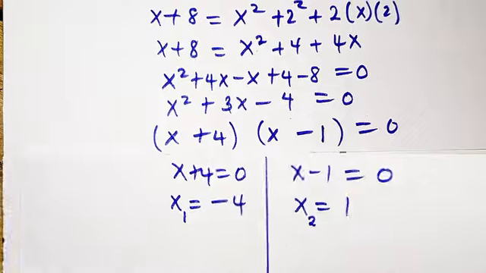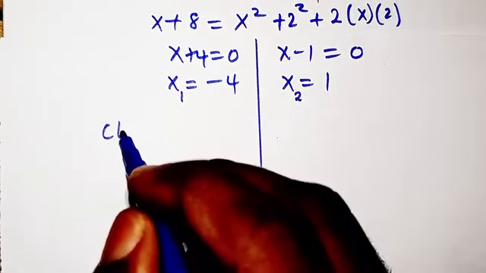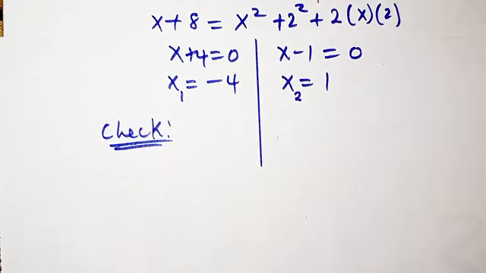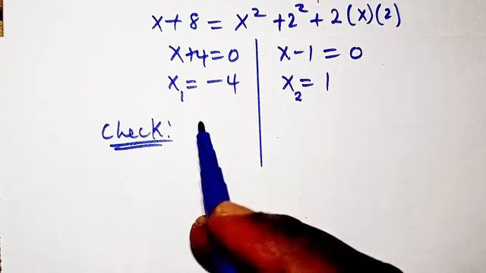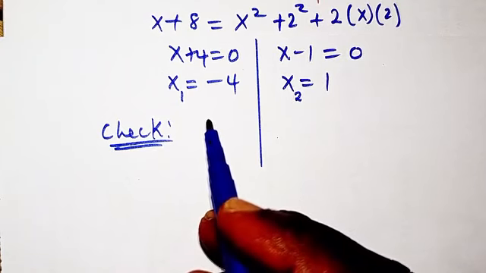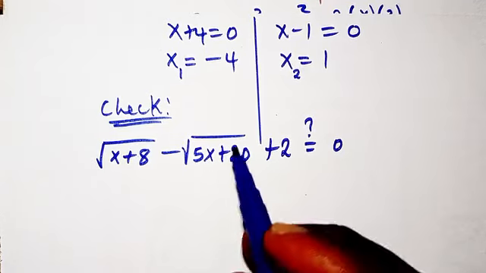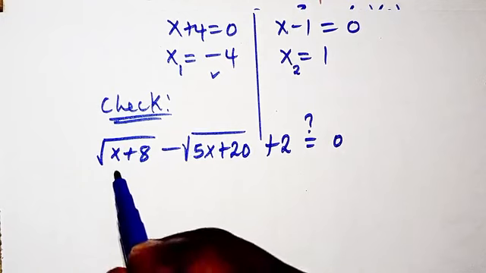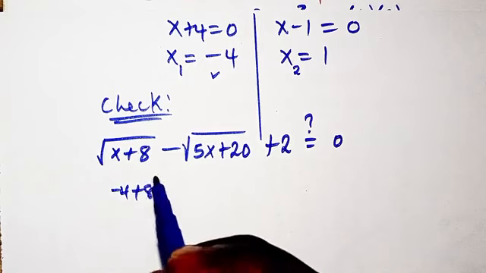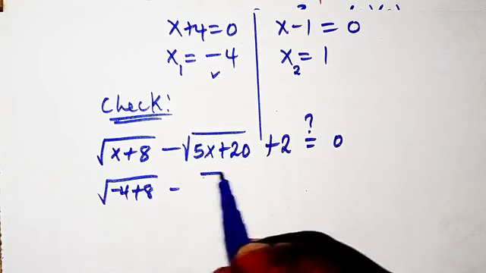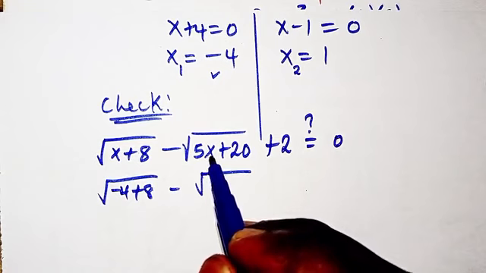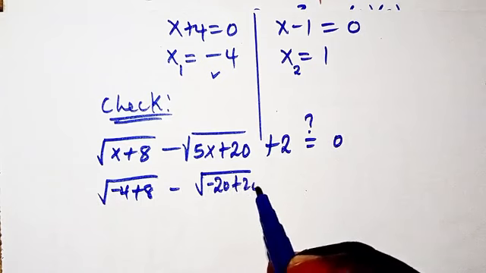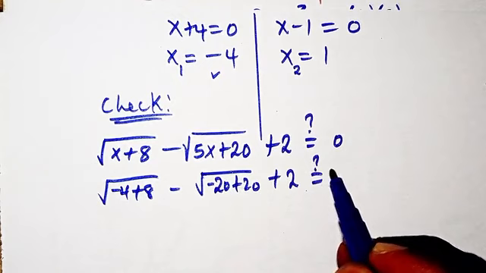So now doing the checking. So now let's do the check whether the solutions correspond to what we have here. So now, when x is minus 4, let's try to check. So we put minus 4 here, minus 4 plus 8 minus here. You see that when you say minus 4, which means 5 times minus 4, we're going to have minus 20 plus 20, then plus 2. Is it going to give us 0?